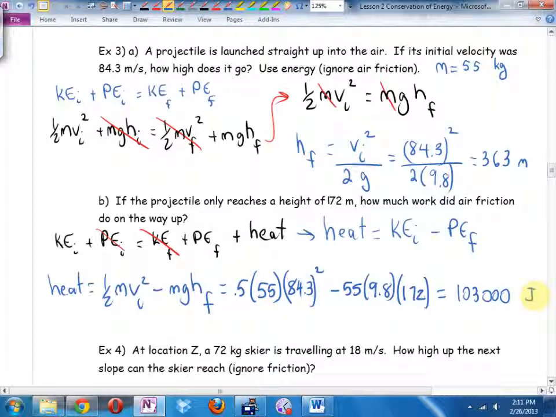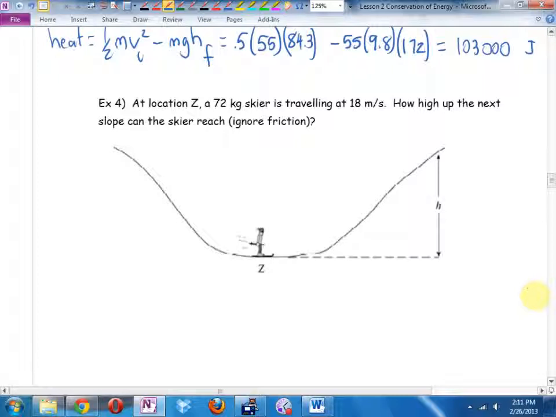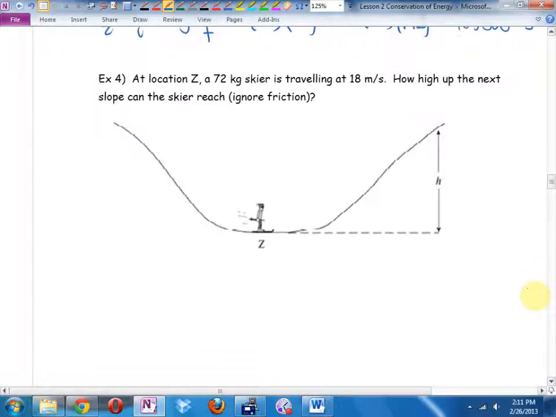Someone earlier brought up snowboarding, skiing. Hey, great, let's look at snowboarding, skiing, example 4. So at location Z, we happen to know that this 72 kilogram skier is traveling at 18 meters a second. How high up the next slope can the skier reach? This is where energy really shines, because his speed right now is horizontal, but we're finding out how high vertically. You can't do that with d equals v_i t plus a half a t squared with v_f equals, remember, everything had to be in the same direction. We had to be really fussy on our vector notation.